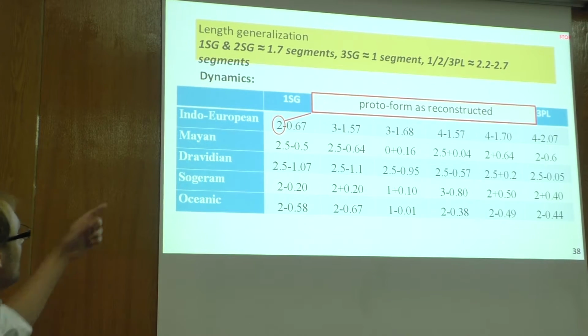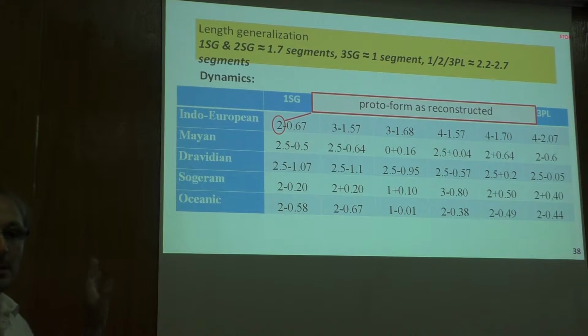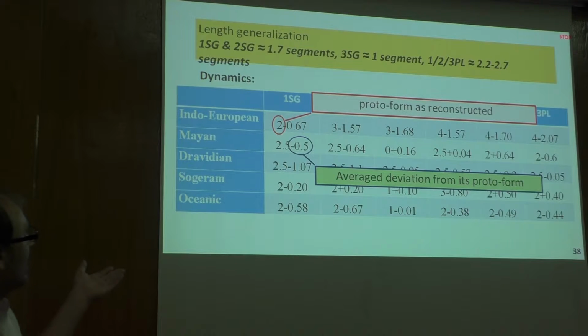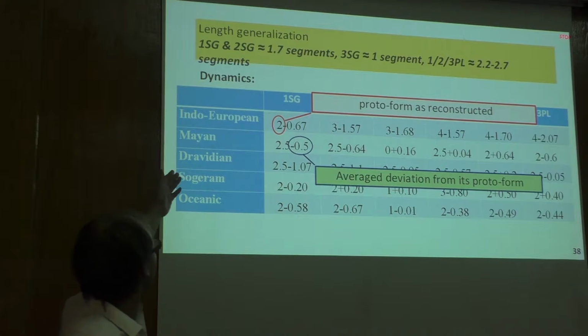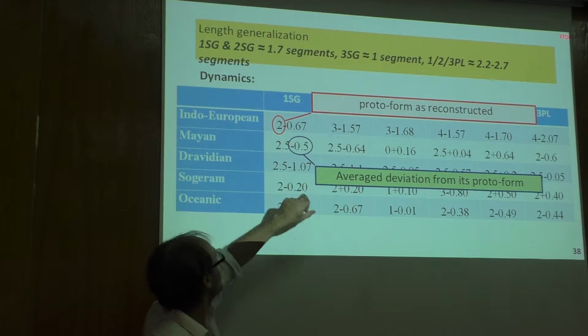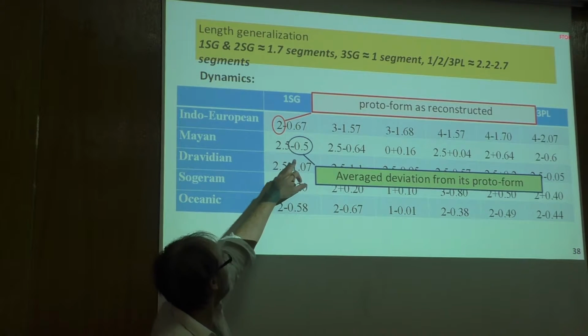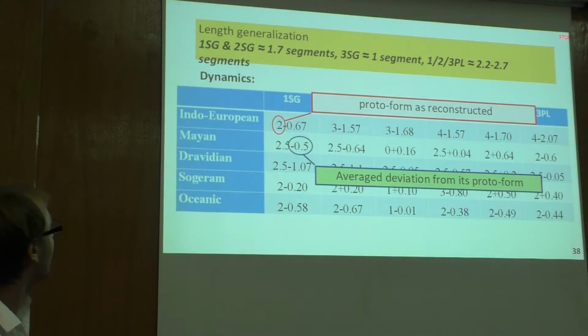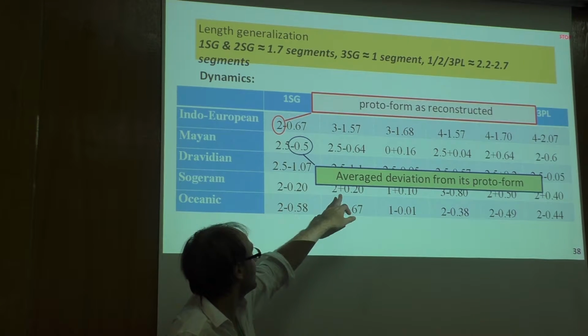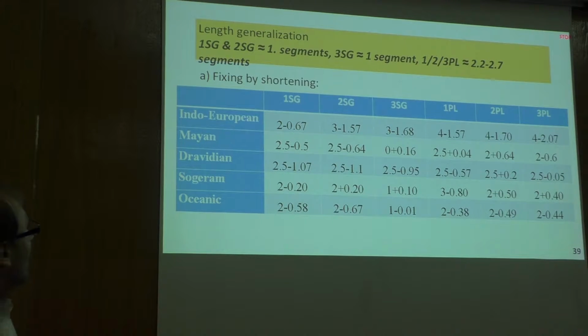In this table, the first number is the length of the reconstructed protoforms, which I take independently from the literature. And the second number shows the average deviation, taking all the modern languages of that family. So Mayan had originally 2.5 segments in Proto-Maya, and then the modern languages' first singular is 0.5 segments shorter than the protoform. And as you see, sometimes the forms grow across time.